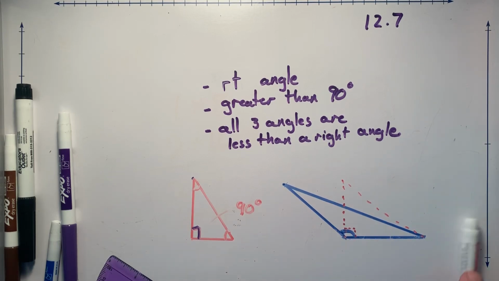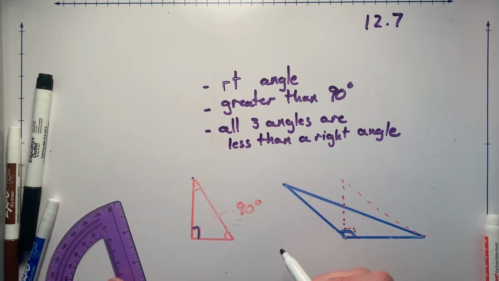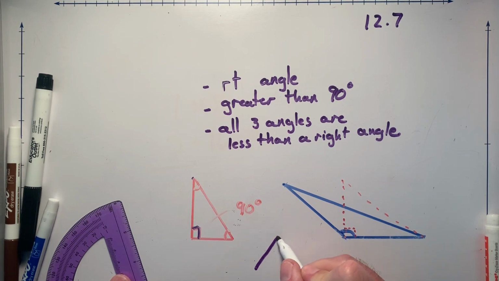And lastly, we have one triangle in which all the angles are less than 90. I can draw that one with my hand.